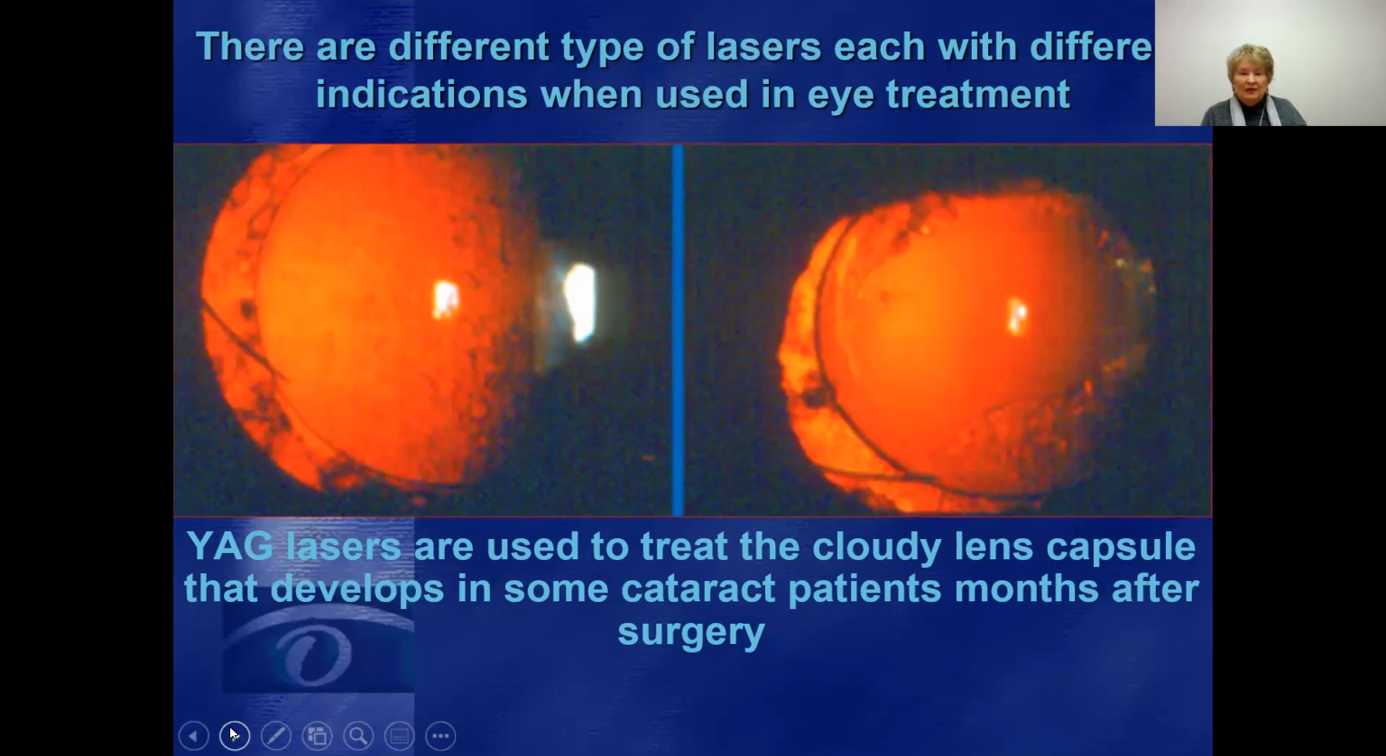We do it right in the office, put in some dilating drops. It just takes the doctor a few minutes to do the surgery, and we send you home maybe on an eye drop for a few days. When you come back for your post-op visit, you'll see a big improvement in the vision.